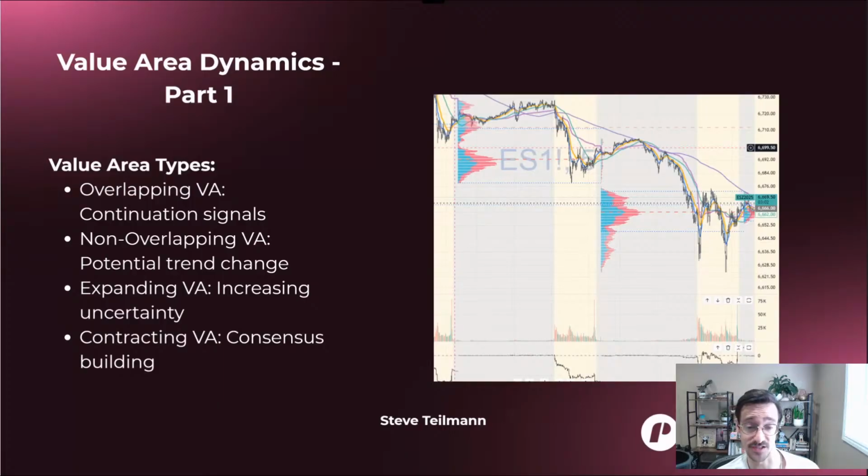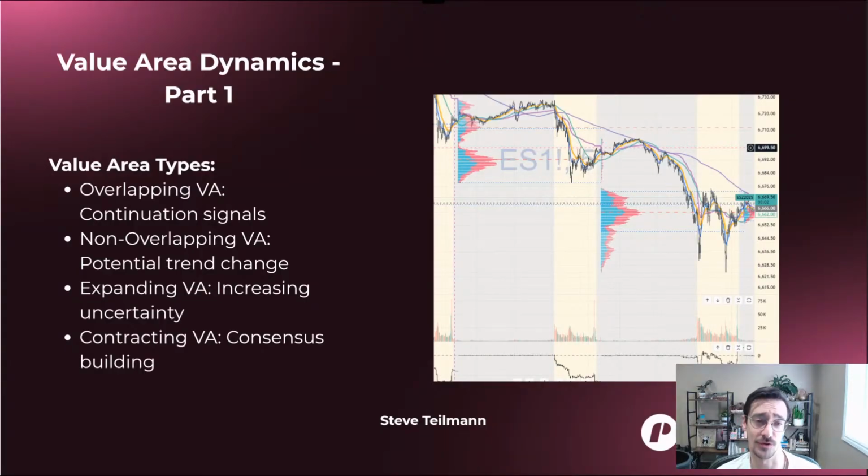On the other side is contracting value area, and this is going to be the opposite side of that coin. That's going to be showing a building consensus, where buyers and sellers are in this range and it's just tightening and tightening. What that tells us is they're coming to an agreement. It's a beautiful thing when bears and bulls agree on something and find a fair value. Eventually there will be a shift, and one of them will win that battle, and then that will inform the direction of the break.